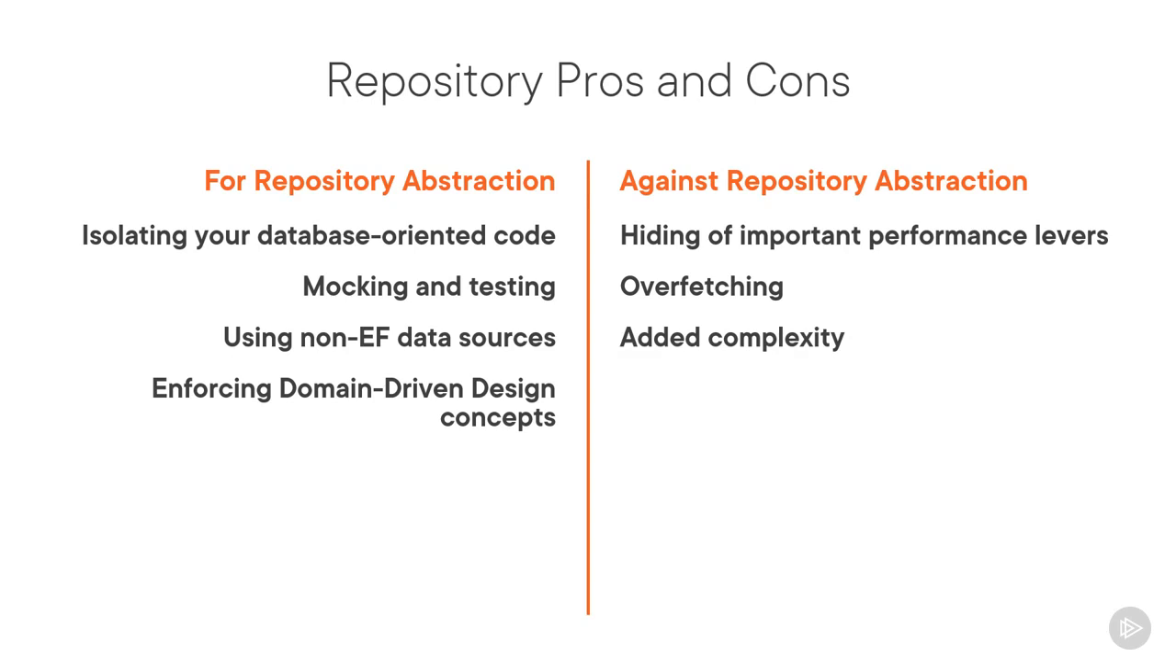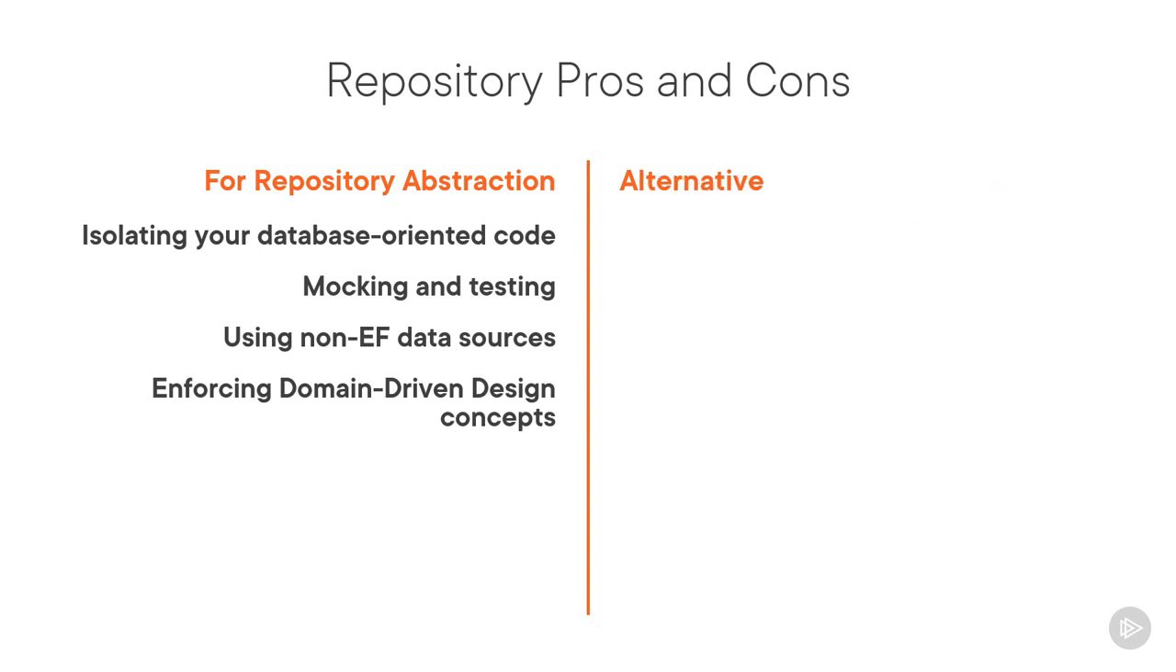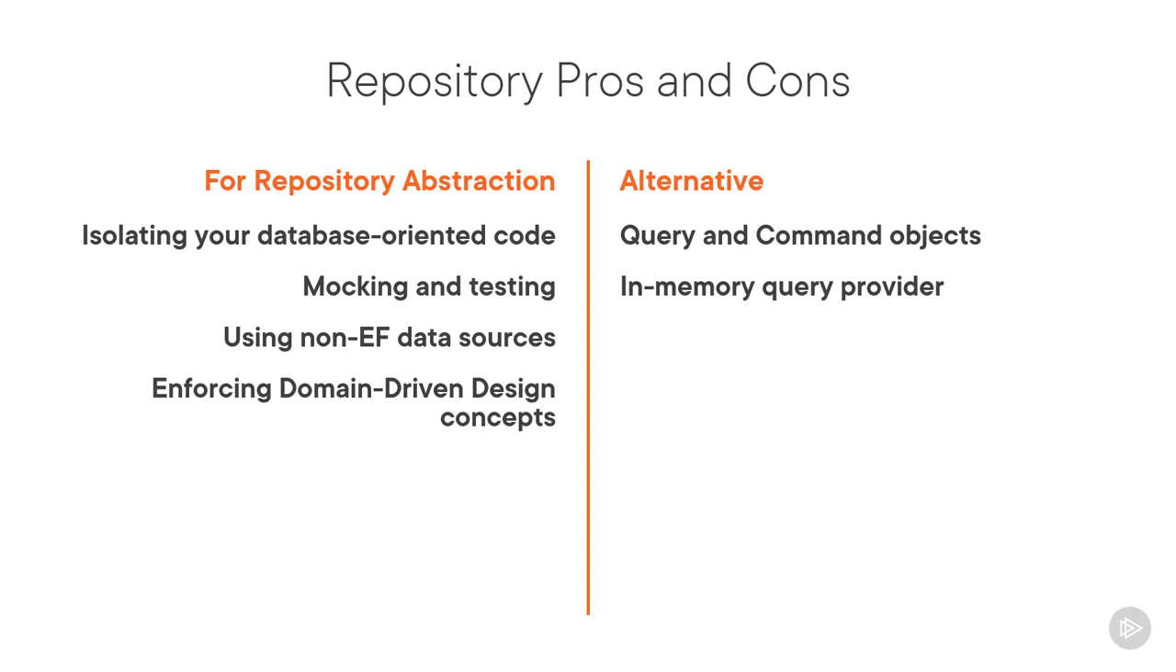Carlos considers these pros and cons, and he decides that he can get the benefits of a repository in different ways. First, he can isolate database-oriented code by using query and command objects that operate directly against a DB context. And second, for testing, he can use the in-memory query provider for unit testing code that depends upon a DB context. And, should he ever bring in a non-entity framework data source, he doesn't mind building a repository abstraction around that piece of code. There's no reason that all data sources should be behind repositories.